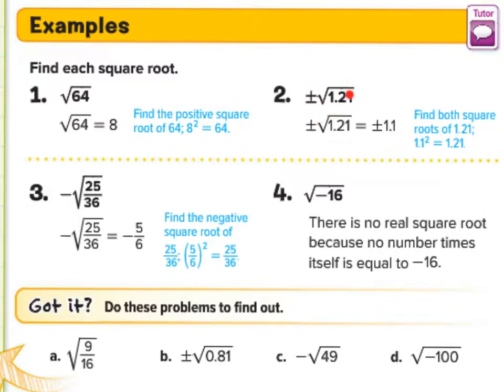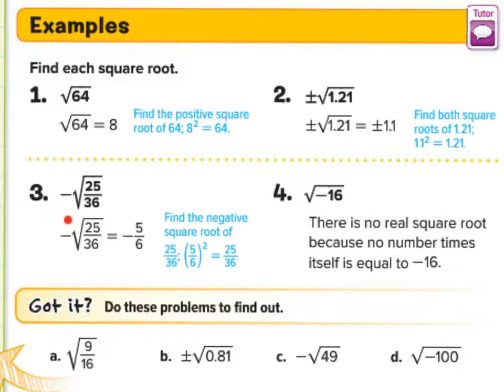Now, the way I look at this number, I see 121 if I take away the decimal. If I put the decimal back into my answer, you'll get your answer. The square root of 121 would be 11, 11 times 11. But we're not working with 11. We have to move the decimal place over 1 because we're working with 1.21. So it would be 1.1.